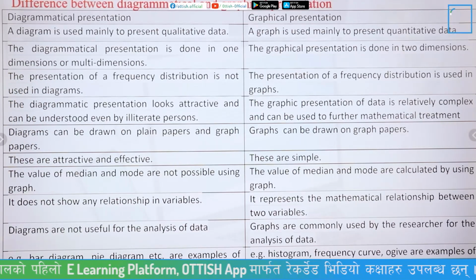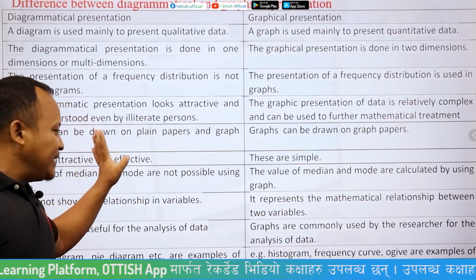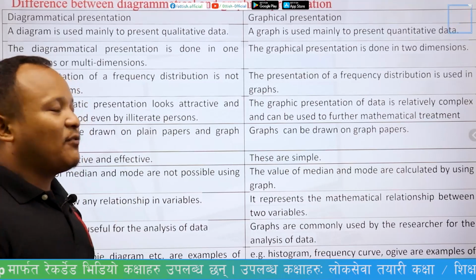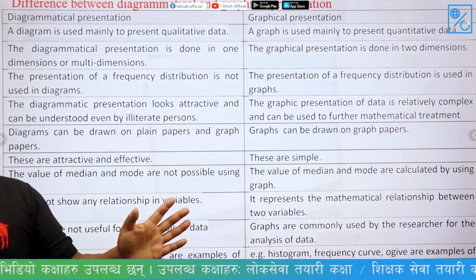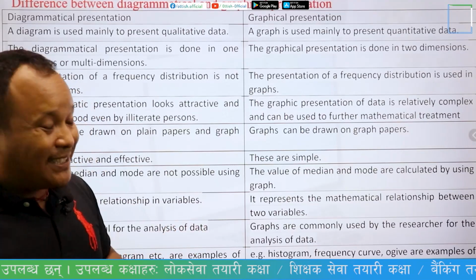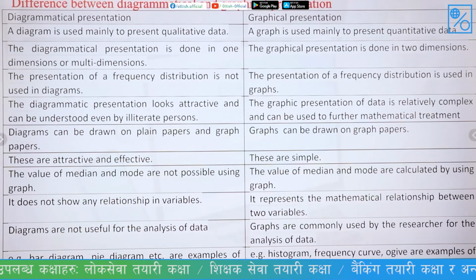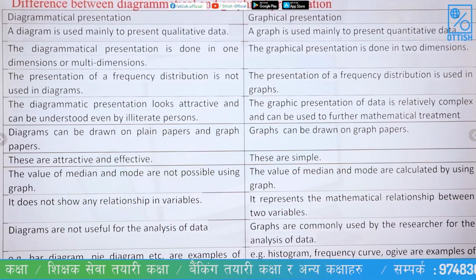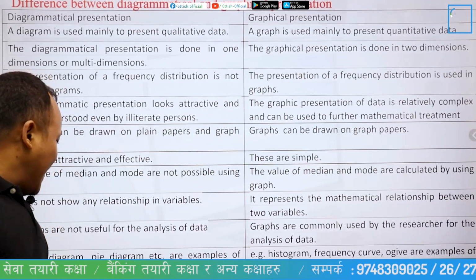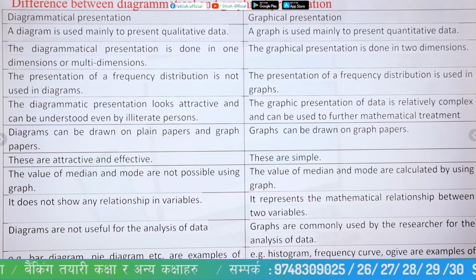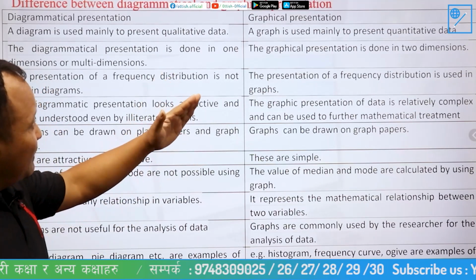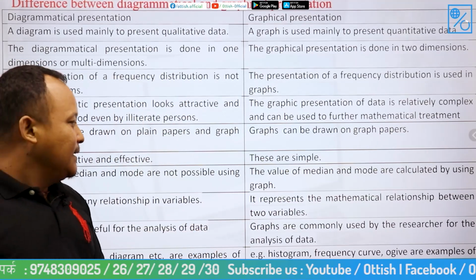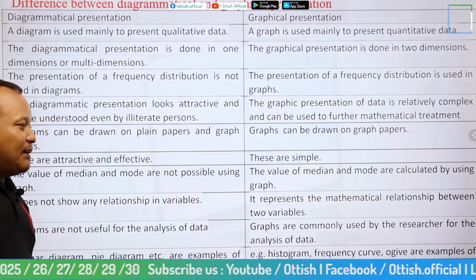Diagrams are not useful for further statistical analysis, only to show the comparative study. For the numerical variable, graphs are commonly used by researchers for further statistical analysis like correlation, regression, even skewness and kurtosis. For example, the bar diagram, pie diagram and component bar diagram are examples of the diagrammatic presentation. Similarly, the histogram, frequency curve, ogive and relative frequency curve are examples of the graphical presentation.